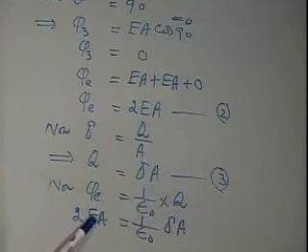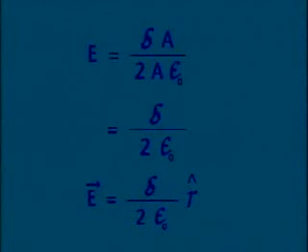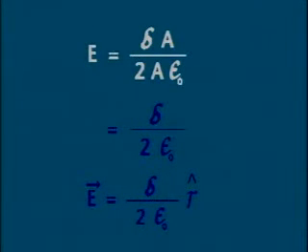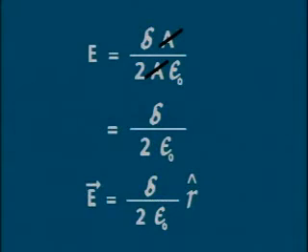We have 2EA is equal to 1 over epsilon naught sigma A. From here, the value of E is sigma A over 2A epsilon naught. A is cancelled with A, and we are left with E is equal to sigma over 2 epsilon naught. And if you want to write this in vector form, we have E vector is equal to sigma over 2 epsilon naught into R unit vector.